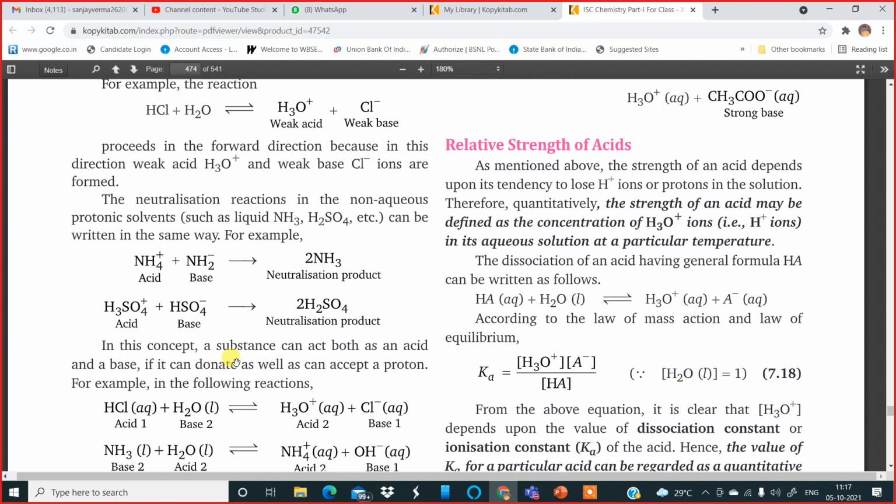So based on this concept, a substance can act both as an acid and a base if it can donate as well as accept a proton.